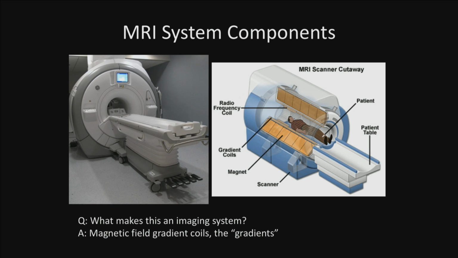So here's what a typical MRI system is going to look like, and cut away on the other side here, what you might see inside. And really what makes it an imaging system beyond just a spectrometer is that we have our radio frequency and magnet components, but in this case, instead of having a sample, we have a subject. And what makes it an imaging system is these magnetic field gradient coils, or as we refer to them in imaging, the gradients.